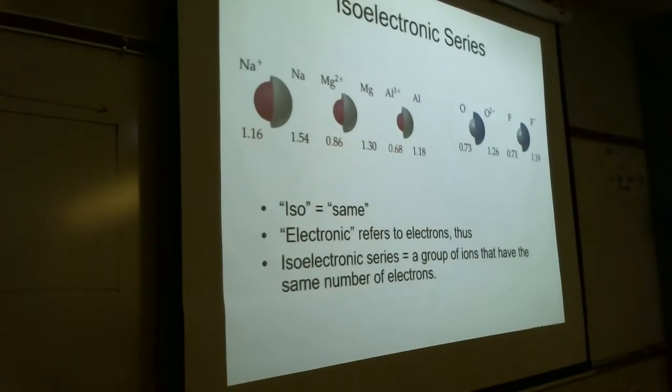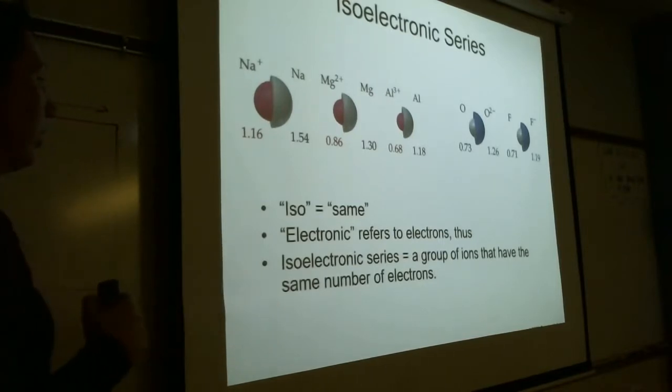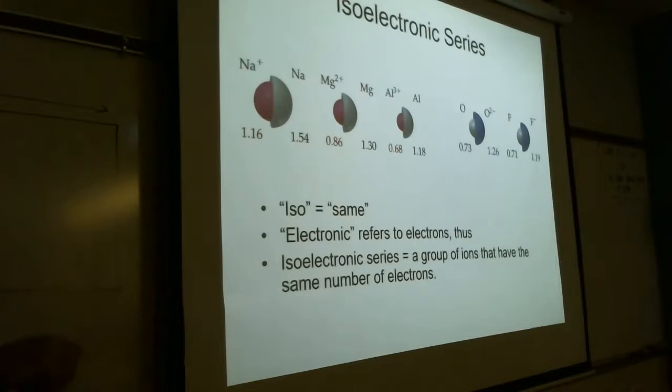So we can now apply both periodic trend and we can think about ion as well. Now we've used this word already. When we were doing electron configurations, we used this word when we talked about atoms that have the same number of electrons. Isoelectronic means you've got the same number of electrons. Iso meaning same. So a group of ions with the same number of electrons, we say are isoelectronic.